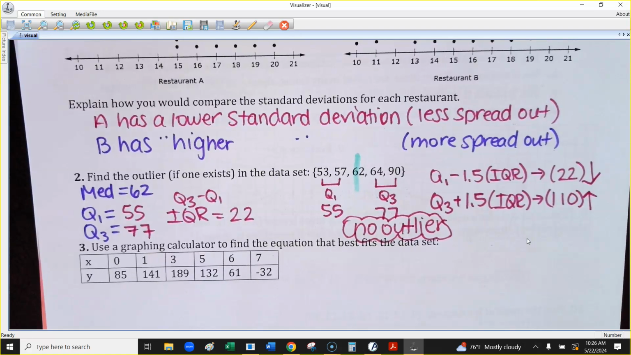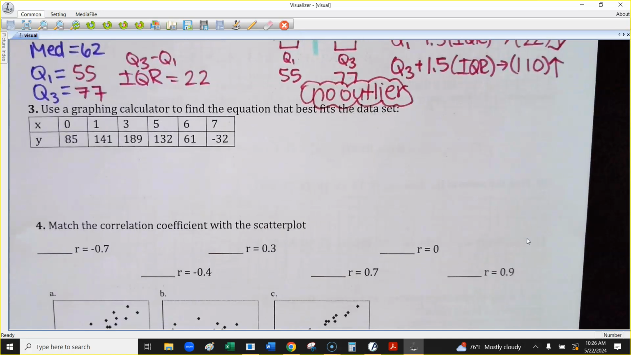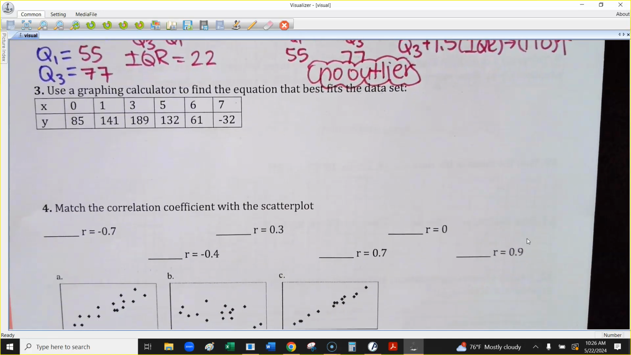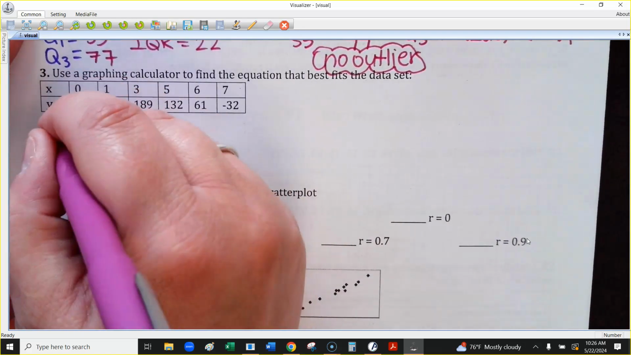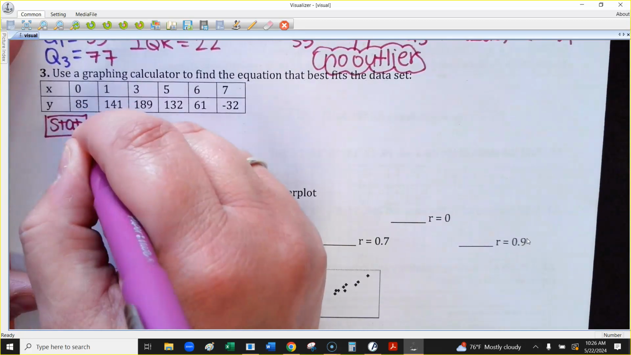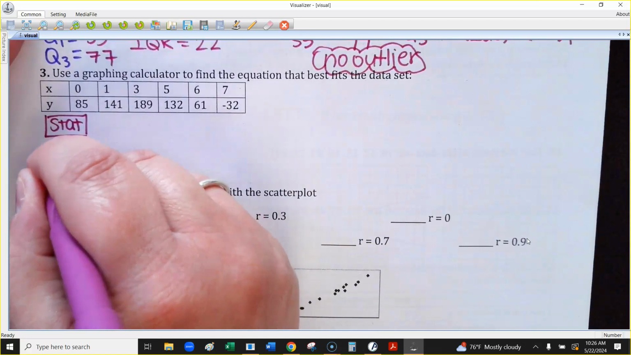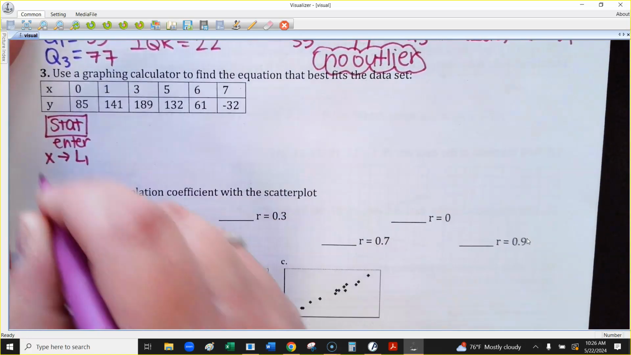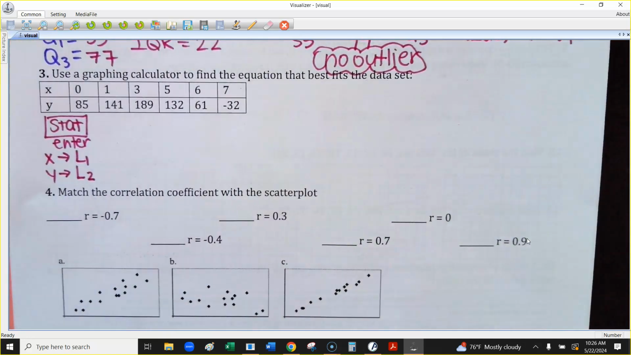Okay, now I'm going to have you guys review here with me real quick. You can sketch this if you want to and kind of figure it out if you wanted to make a scatter plot, but I would just tell you to use the calculator to do it because it'll make it a little bit faster. So I'm just going to jot down the calculator directions to do this. So I'm going to hit Stat, and then I'm going to hit Enter. And I'm going to type X in that first column, which is list 1, and I'm going to type Y in the second column, which will be list 2.